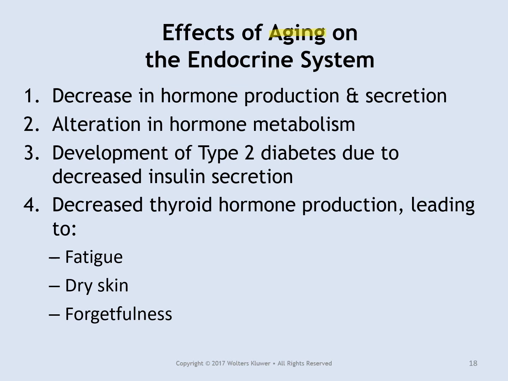Okay, so when a person ages, you have decreased hormone production and secretion, and they are metabolized differently. Obviously, because metabolism does change, slowing down primarily as a person gets older. Type 2 diabetes often develops as the pancreas ages specifically, and that is in response to less insulin being produced. And also thyroid tends to decrease. This will lead to fatigue, dry skin, and forgetfulness.